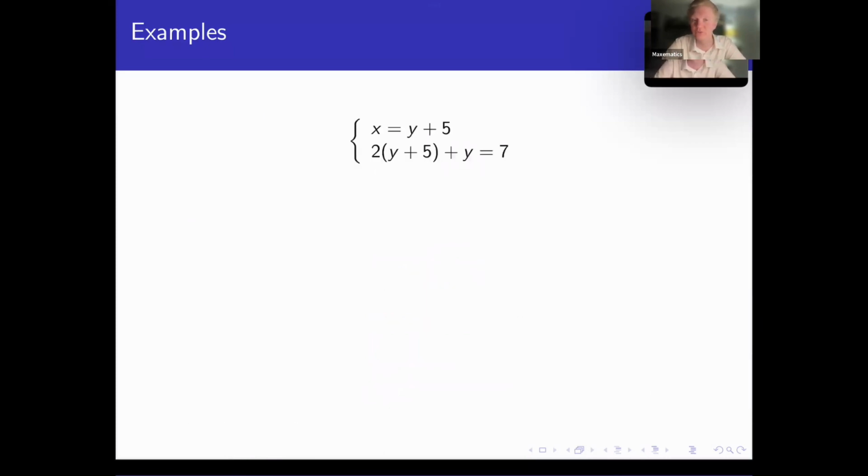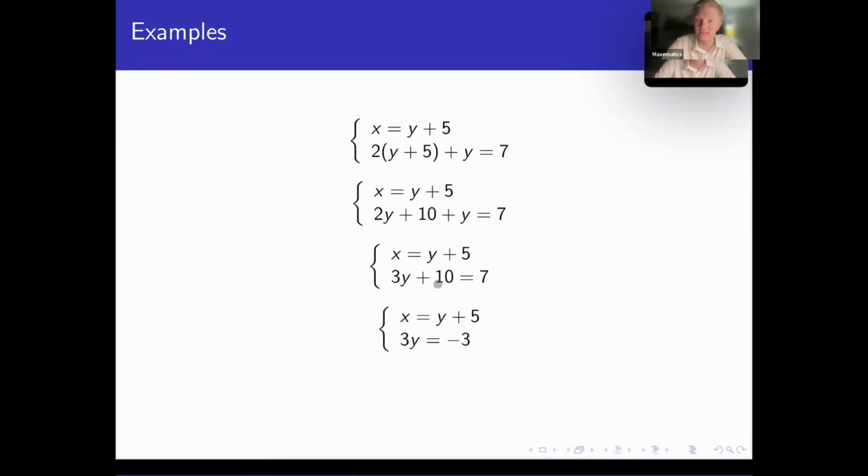So let's distribute 2. Let's combine 2y and y. 2y plus y is 3y. Let's subtract 10 on both sides, and let's divide both sides by 3. Okay, so we have the value to one of our two variables. We have that y equals -1.